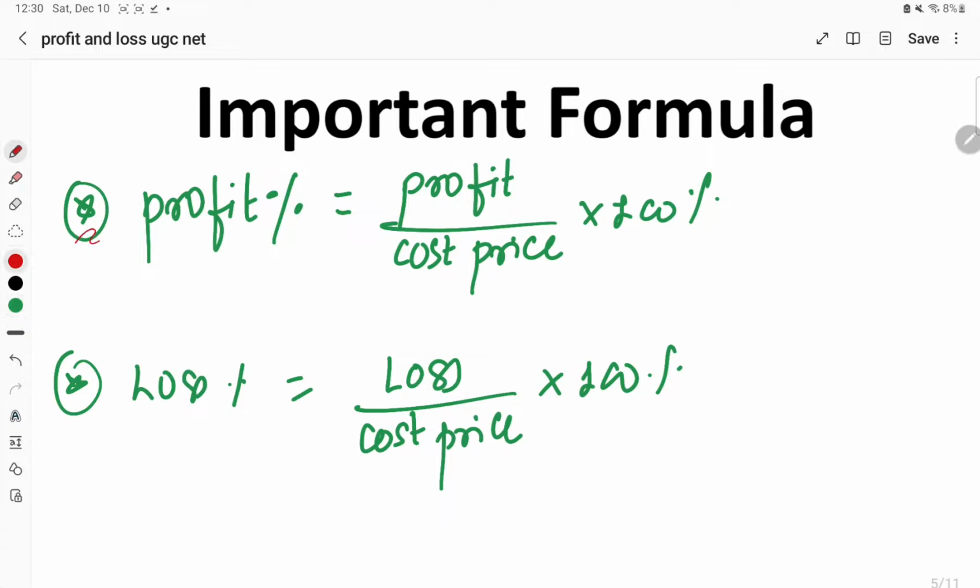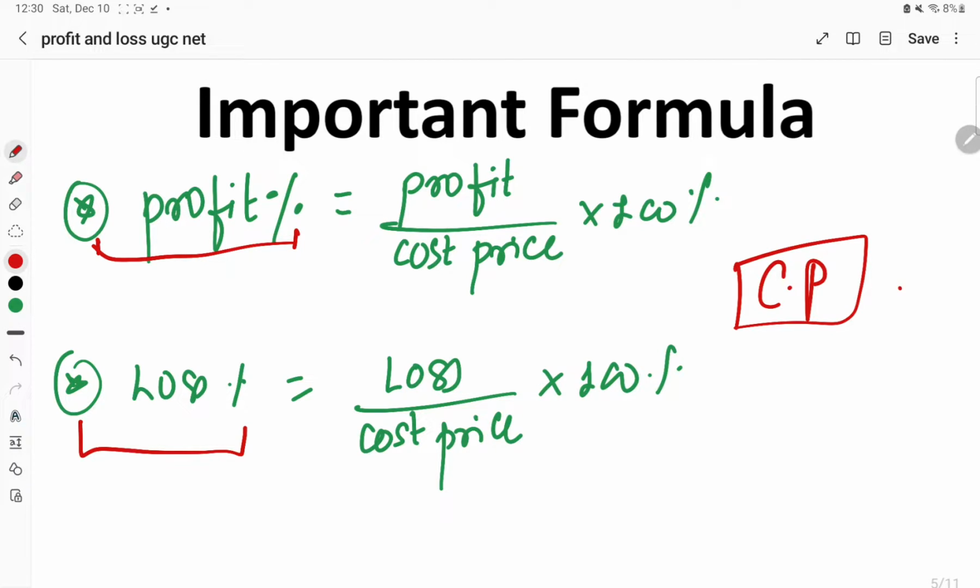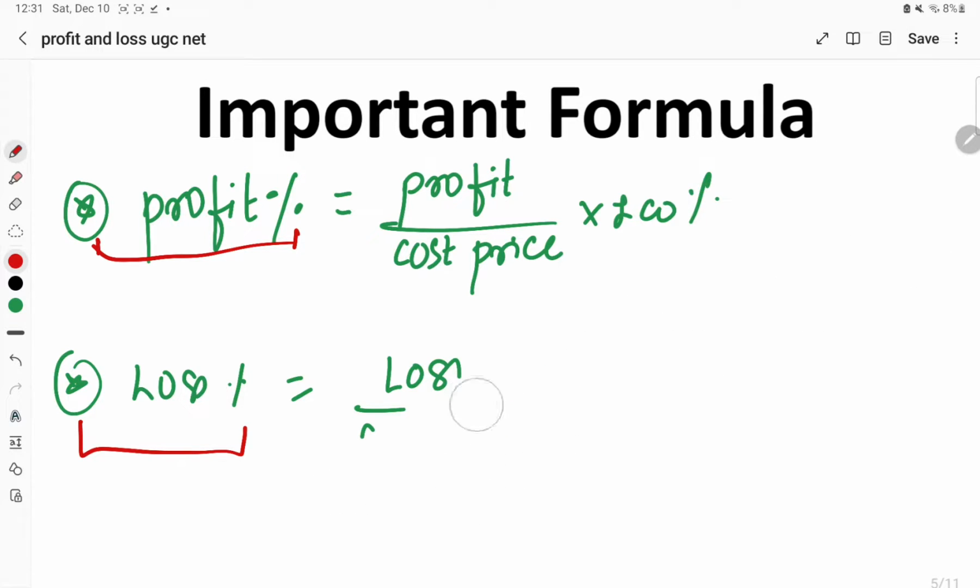Okay, so for calculating profit percentage and loss percentage, one thing that you can clearly see over here is that cost price is used as the base. Cost price is used as the base to calculate the profit percentage or the loss percentage. So if the cost price is given and we have to calculate the profit percentage or loss percentage, we can clearly calculate it by using these two formulas.